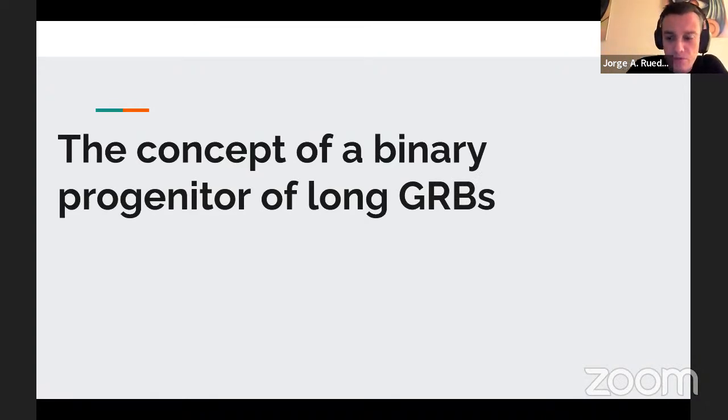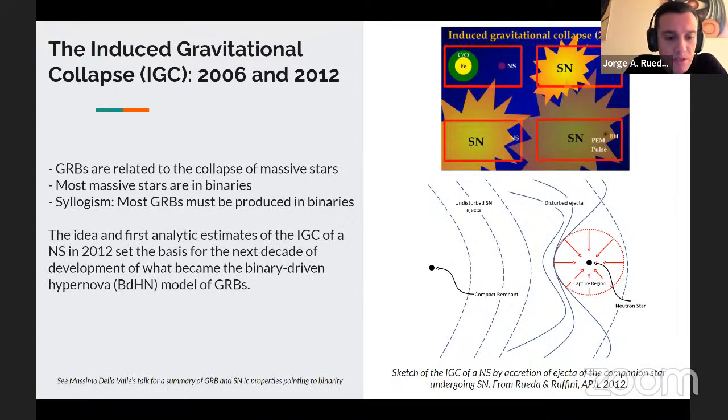Let me start with the concept of binary progenitor of long GRBs. We heard yesterday a very nice summary by Massimo Della Valle about GRB and supernova Ic properties that point to a binary progenitor for gamma ray bursts. Just to recall, the long GRBs are often observed in association with type Ic supernovae. Type Ic supernovae lack hydrogen and helium in their spectra, so it is a special class of supernova thought to form in core collapse events of massive stars without helium and hydrogen layers in the outermost part of the star. Of course we have to take this into account in the model.